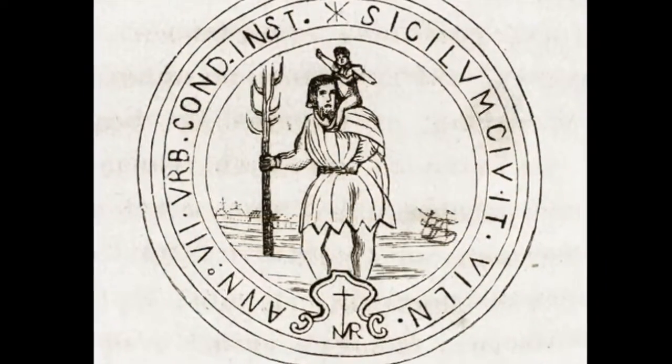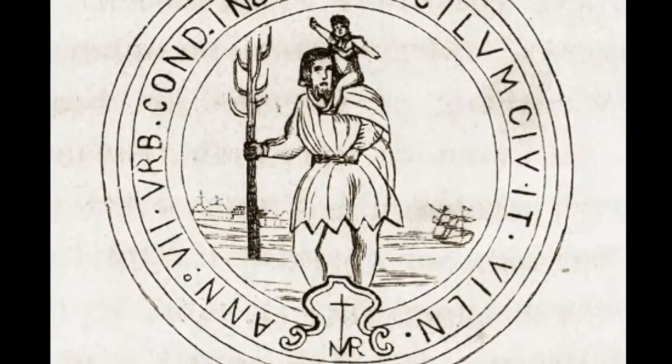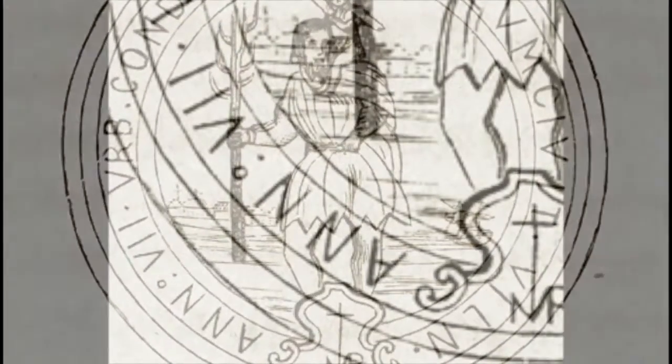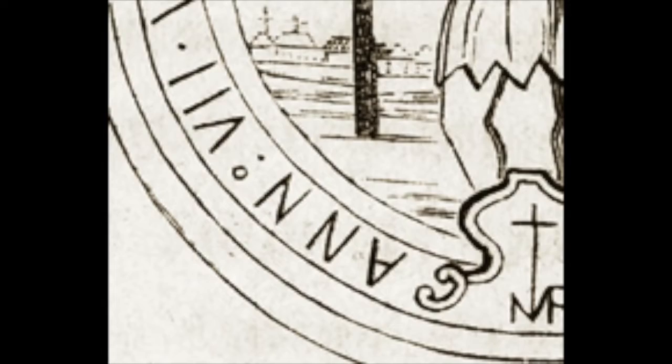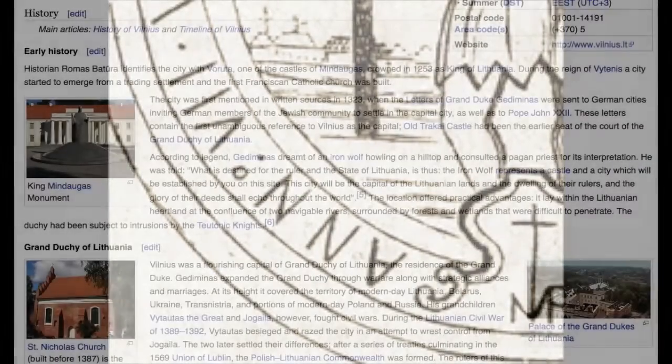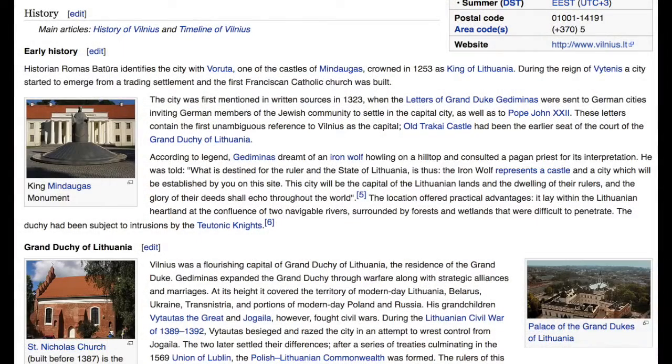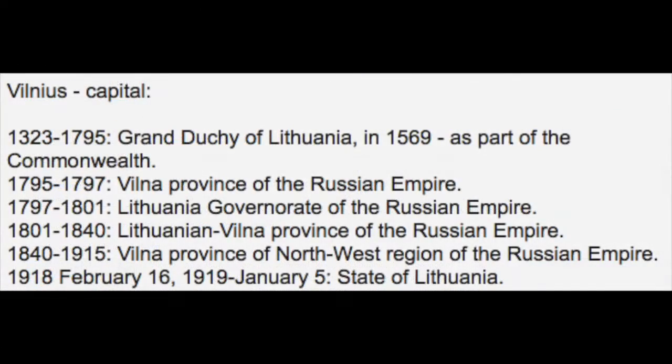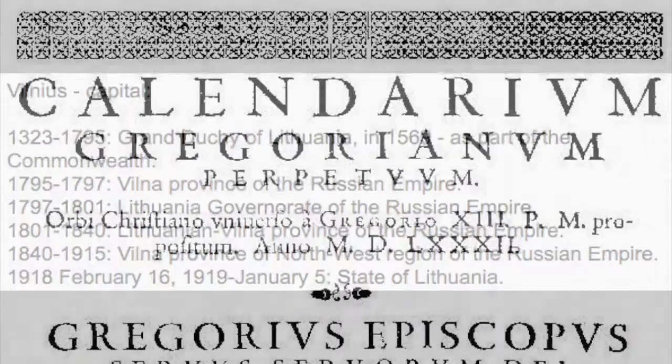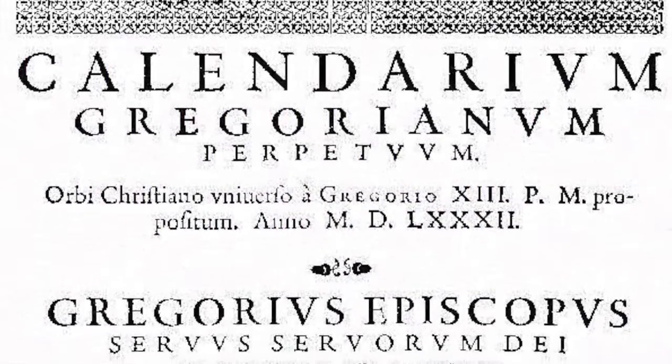This is an old emblem of the city of Vilnius. It is absolutely clearly written on it, 7th century, and yet according to the mainstream history, this is a city of the Middle Ages. You can click on link number 7 for more examples and much more details.